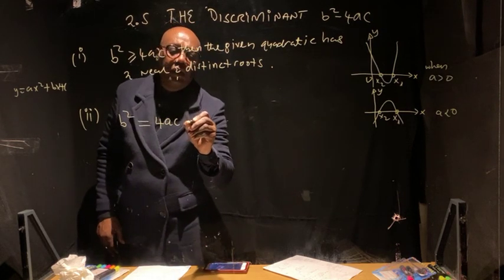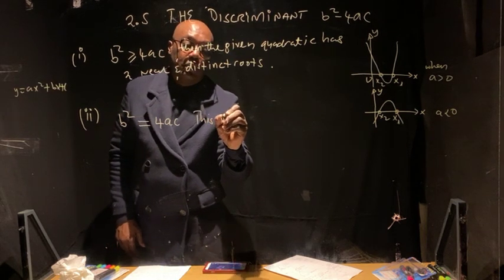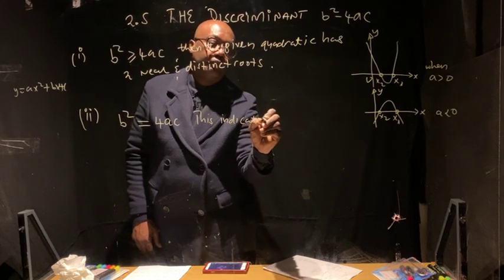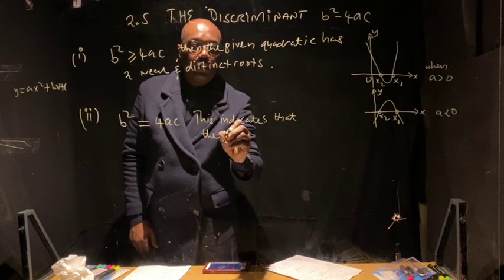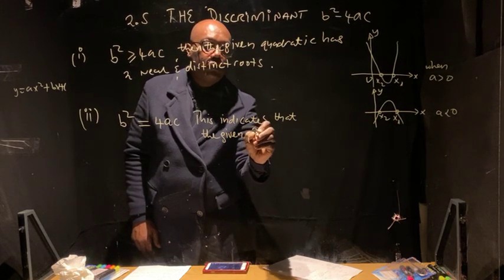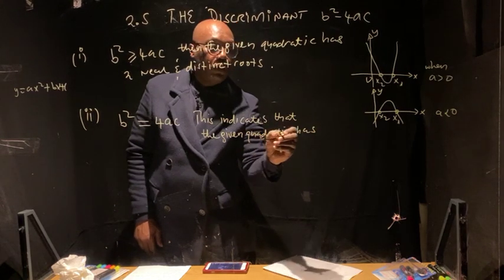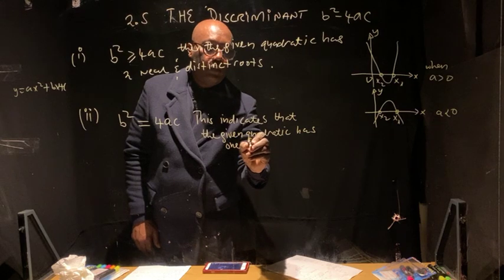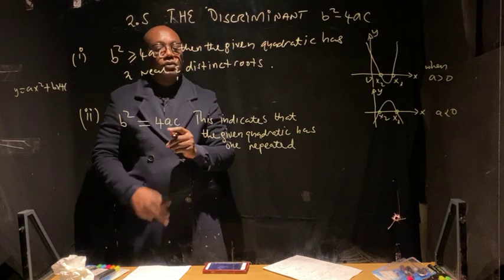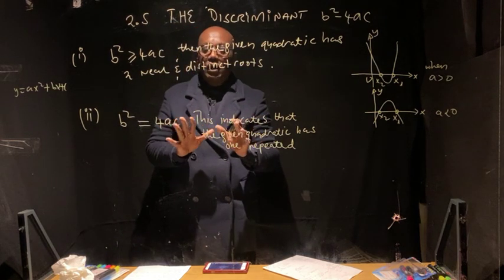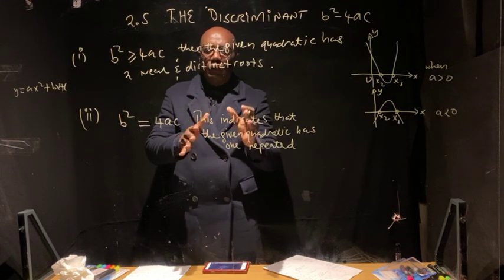Let's write something down. This indicates that the given quadratic equation has one repeated root, one root that is repeated. Don't worry, I will explain everything in detail to you. Just have the concept of the whole thing.